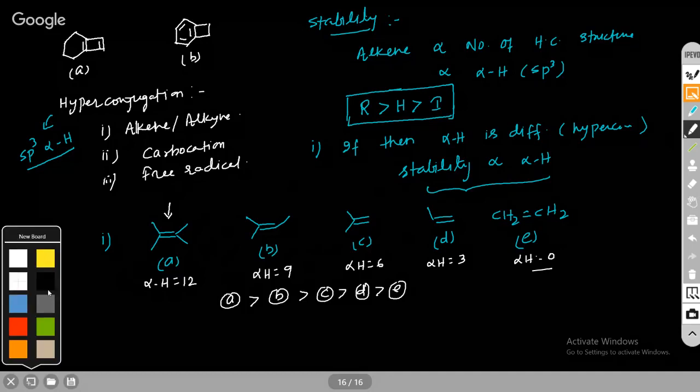One more question we'll see. Tell me the stability of these two. See, these are the questions only we are discussing in the form of concept. We are discussing questions only. This one and this one, which one is more stable? A, B.